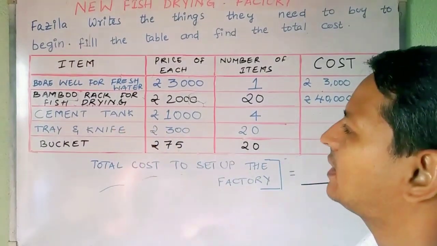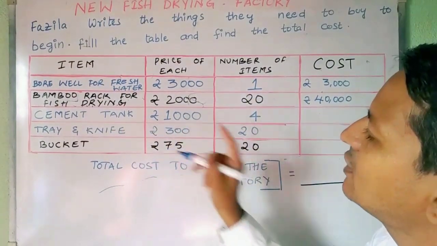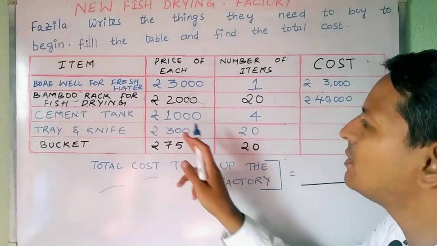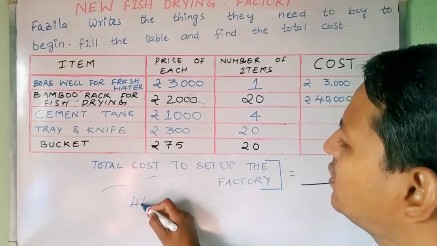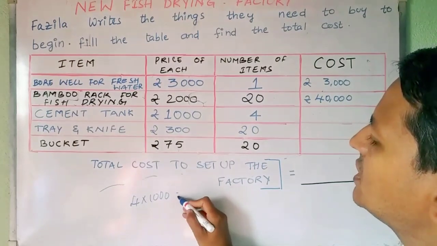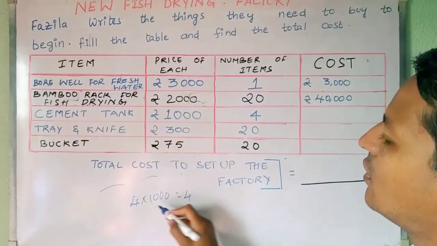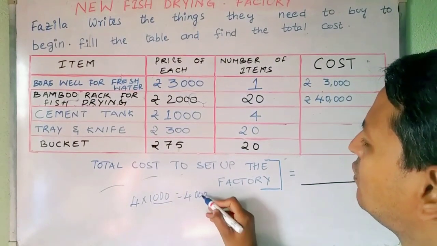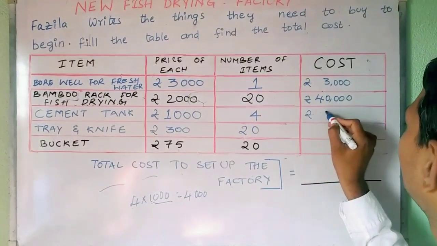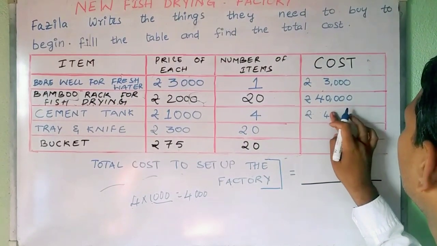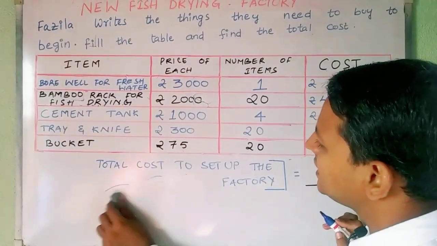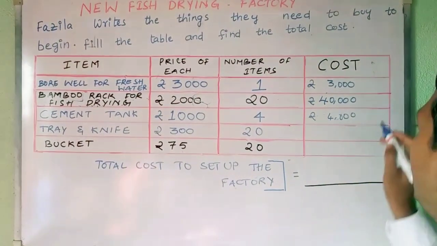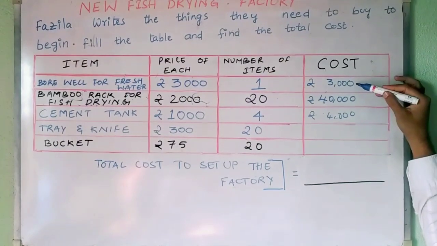Then cement tank. For each cement tank, 1,000 rupees will be spent. And how many cement tanks are required? 4 cement tanks are required. So 4 into 1,000. What is 4 into 1,000? 4 ones are 4 and 3 zeros. So rupees 4,000.